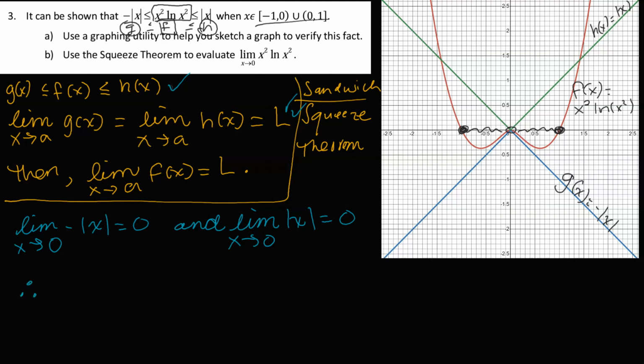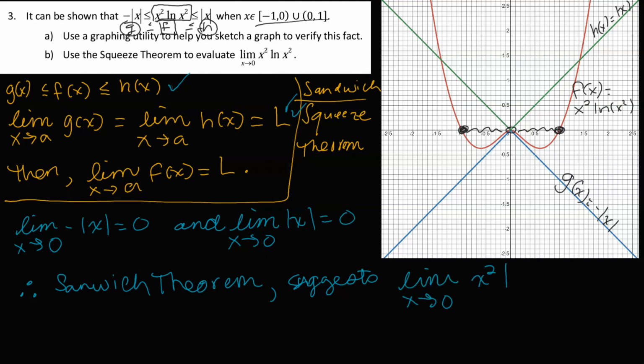Therefore, we would say the sandwich theorem suggests that the limit as x goes to 0 of x squared ln of x squared is also going to be 0, because both of the conditions are met. So we can apply the theorem and say that that is true. So that is all we are doing in terms of the sandwich or the squeeze theorem.